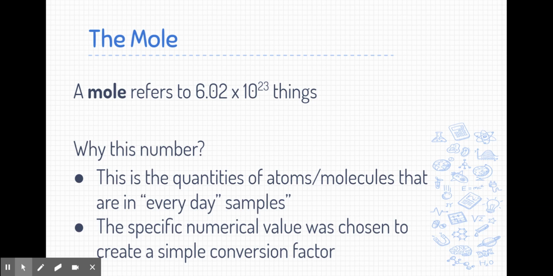The second part of the number is that specific value, 6.02. The specific numerical value, 6.02 times 10 to the 23, was chosen to create a simple conversion factor between the mass of a single atom and the mass of a huge quantity of atoms.